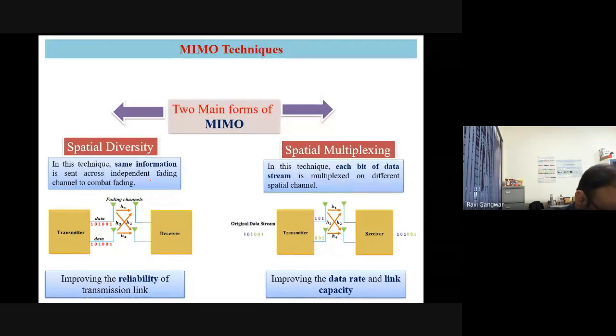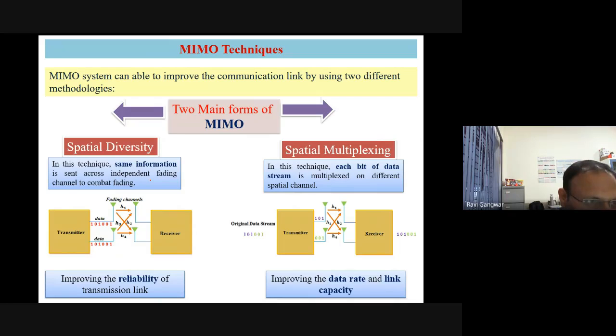So when we have discussed your MIMO technology, there are two major configurations of MIMO which are used to improve the communication link. The first one is spatial diversity. The second one is spatial multiplexing.